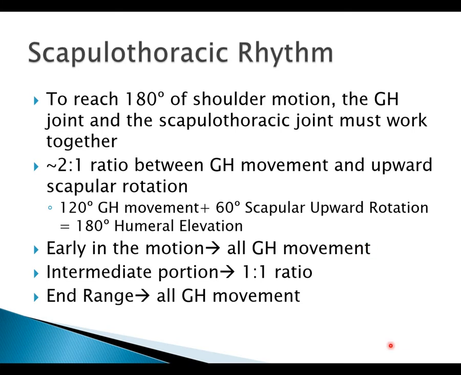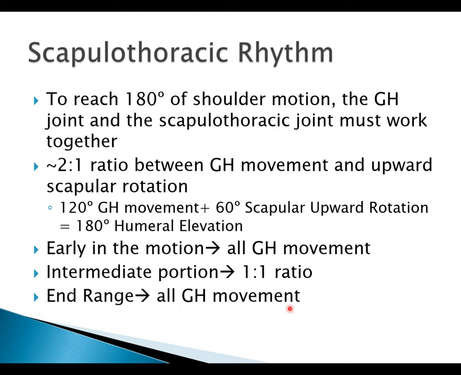So if we're going from a resting position, very early on in the motion it's going to be all glenohumeral joint movement. Between about 0 and 45 to 60 degrees, it's pretty much all glenohumeral. And then in the middle part of the motion, say shoulder abduction, it's a 1-to-1 ratio. So for every degree the glenohumeral joint moves upward, we also have 1 degree of scapular upward rotation. So that's where it's a 1-to-1 ratio. And then we're going to run out of the ability of the scapula to rotate any further, so we're left with all glenohumeral movement.